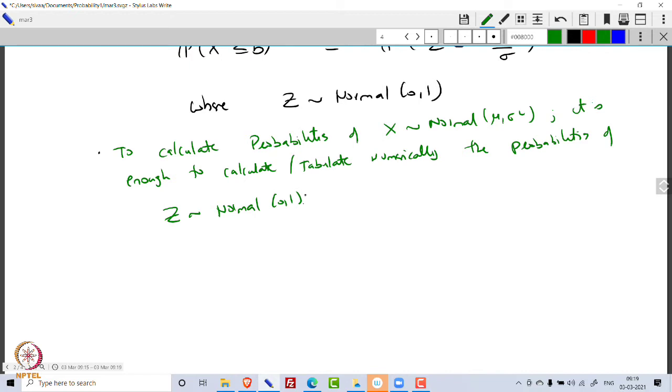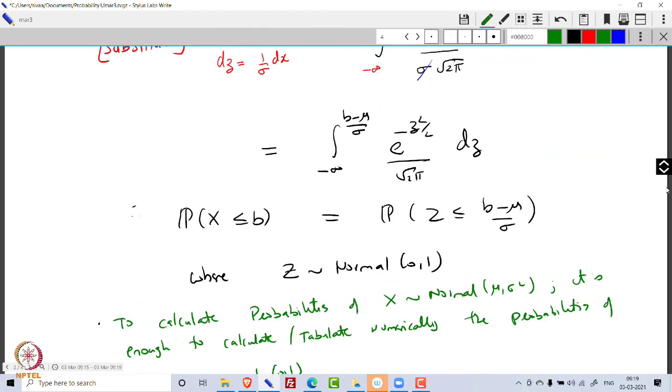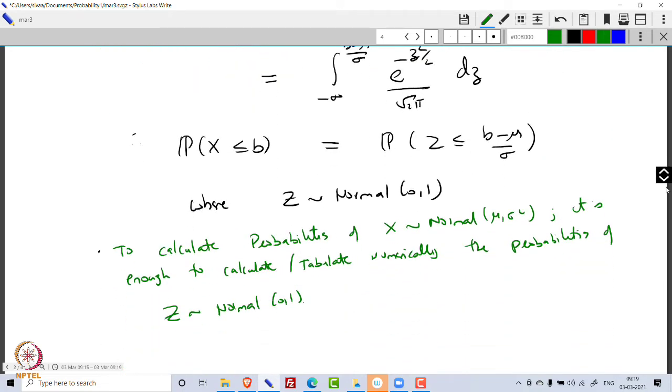So let's do a couple of examples, and then I'll illustrate these ideas and how to use the tables and so on.